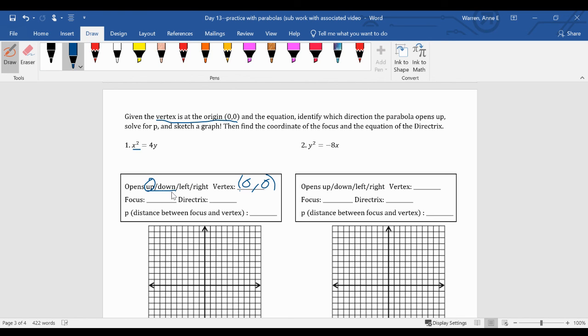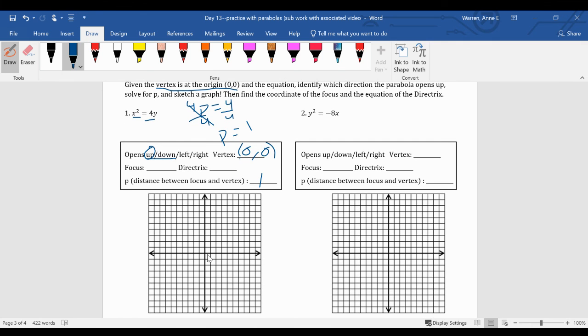Now, before I know where the focus and directrix are, I want to find P. So just like we did earlier, I will take the coefficient and set that equal to 4P. So if 4 is equal to 4P, we'll find that P is equal to positive 1. Makes sense it's positive because we're opening up, right? And that tells me that the distance from the vertex to the focus is 1. So if my vertex is at 0, 0, and I'm opening up, that means I should count up by 1 unit to plot the focus.